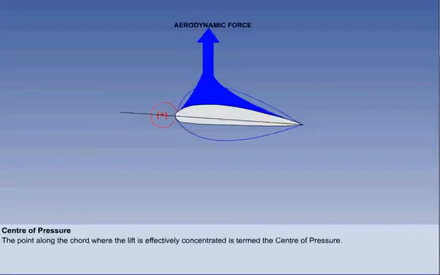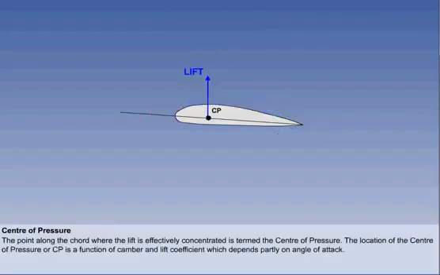The whole surface of the aerofoil contributes to lift. The point along the chord where the lift is effectively concentrated is termed the centre of pressure. The location of the centre of pressure, or CP, is a function of camber and lift coefficient, which depends partly on angle of attack.